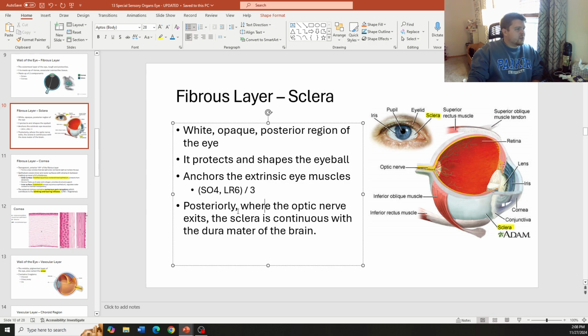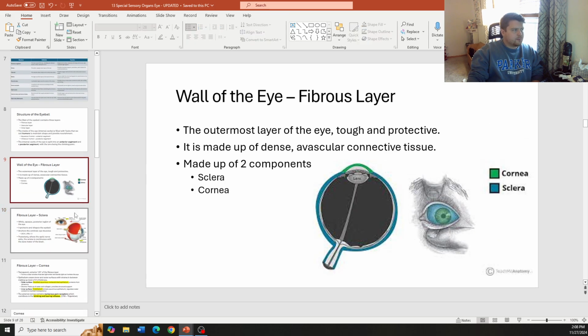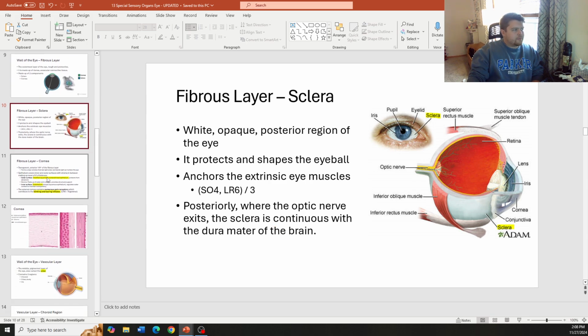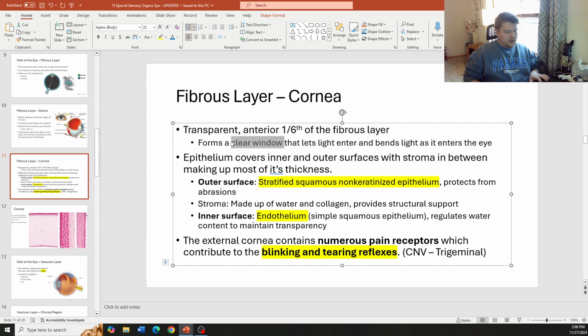Okay, continuing with the sclera. Posteriorly, the sclera continues where the optic nerve actually exits, right back here, and the sclera becomes continuous with the dura mater of the brain. Next, the cornea. So this is the transparent anterior 1/6 of the fibrous layer, and it forms a clear window that lets light enter, and it also bends light as it enters the eye.